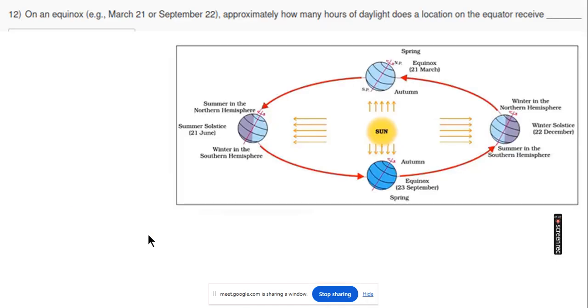So that's the circle of illumination. Now the next question. On an equinox, for example during March 21 or September 22, approximately how many hours of daylight does a location on the equator receive? As the Earth is revolving around the Sun, the answer is 12 hours.